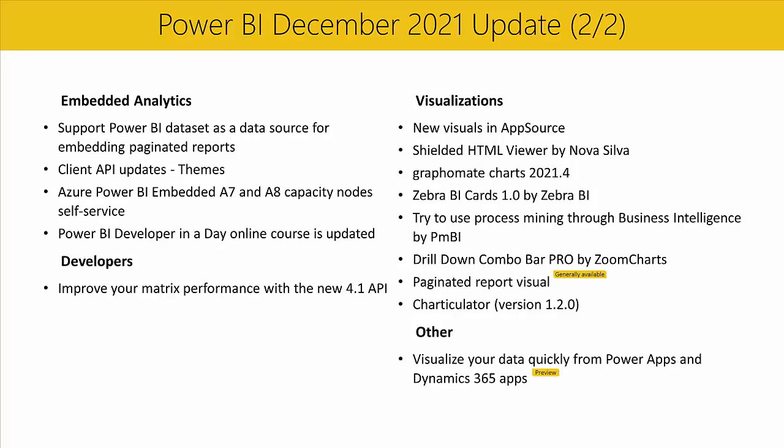Updated visuals include the Shielded HTML Viewer by Nova Silver, Graphomate Charts, the Zebra BI Cards visual by Zebra BI, the PMBI Process Mining visual by Process M, the Drill Down Combo Bar Pro visual by Zoom Charts, the Paginated Report visual, and the Charticulator visual. You can find all of these visuals on AppSource. For more information, please check out the links in the video description below.